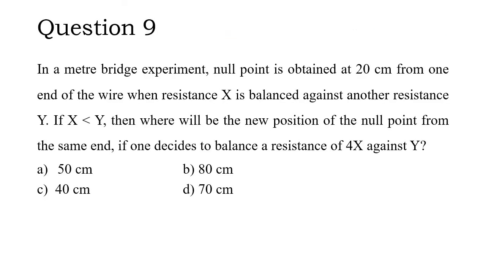Question number 9. It says that in a meter bridge experiment, null point is obtained at 20 centimeter from one end of the wire when resistance X is balanced against another resistance Y. If X is less than Y, then where will be the new position of the null point from the same end if one decides to balance the resistance of 4x against Y? Okay, and four options are as given below. Now let's proceed to its solution.